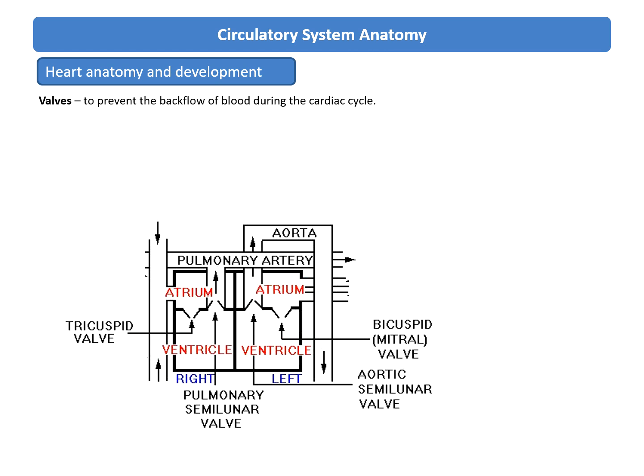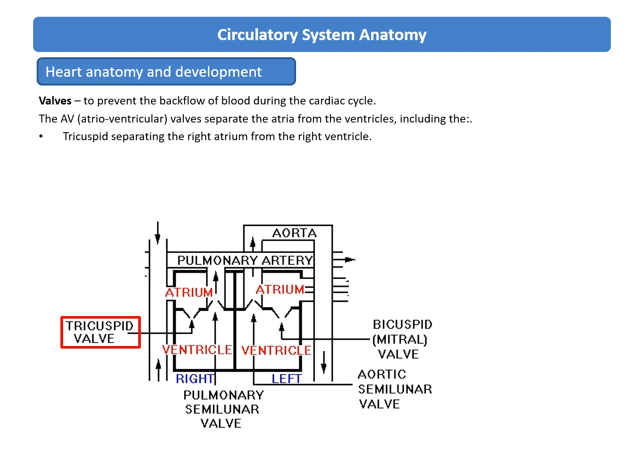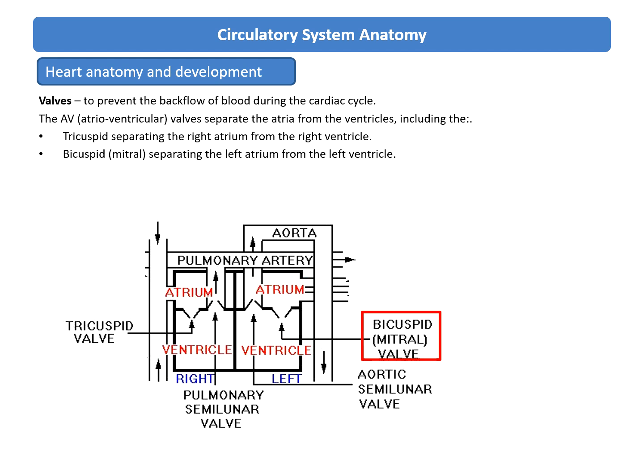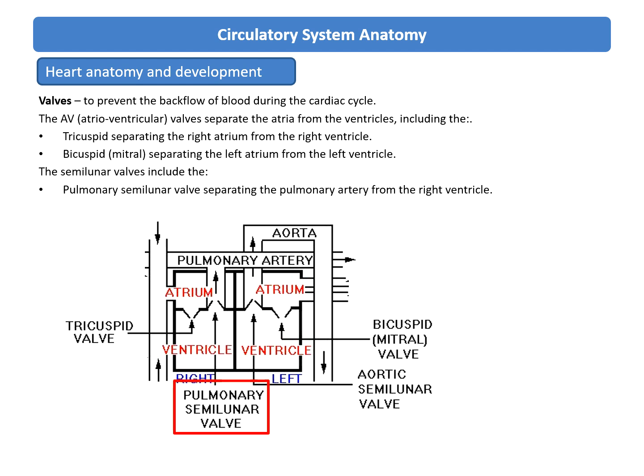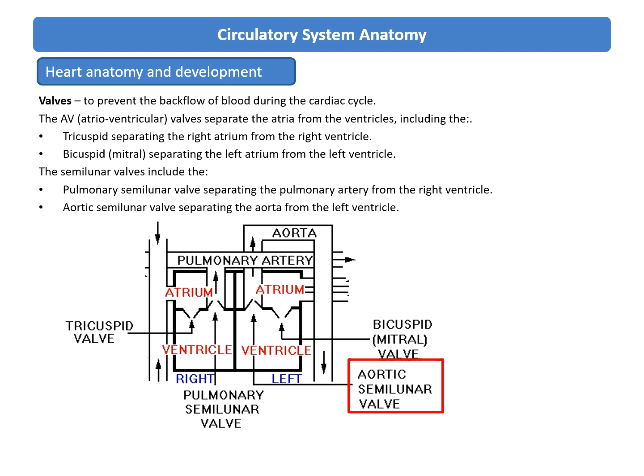The heart has valves that prevent the backflow of blood during the cardiac cycle. The AV, or atrio-ventricular valves, separate the atria from the ventricles. They include the tricuspid valve between the right atrium and ventricle, and the bicuspid, or mitral valve, between the left atrium and ventricle. Semilunar valves include the pulmonary semilunar valve between the ventricle and the pulmonary artery, and the aortic semilunar valve between the left ventricle and the aorta.